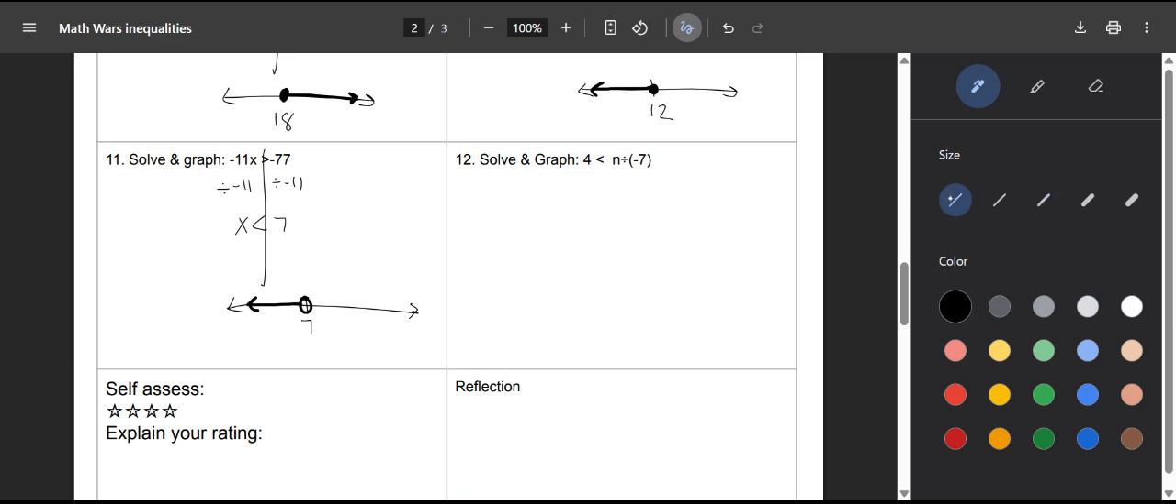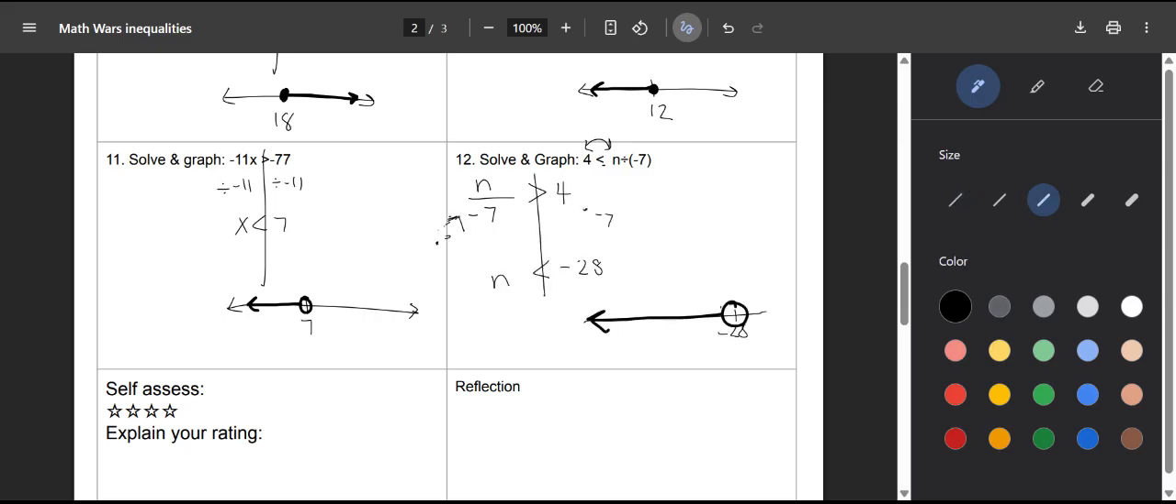Number 12, if you want to flip-flop the sides, you can. We get n divided by -7. The bigger end is open toward the variable, and that's being compared to 4. So pause the video here while you solve it and graph it, then come back and check your answer.